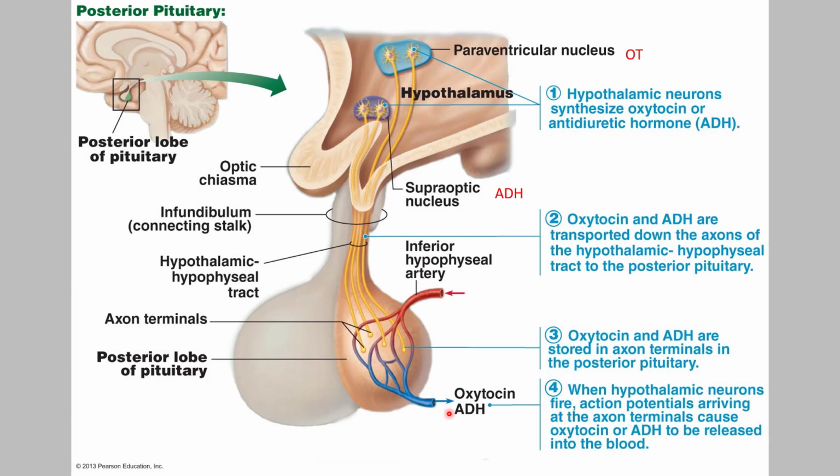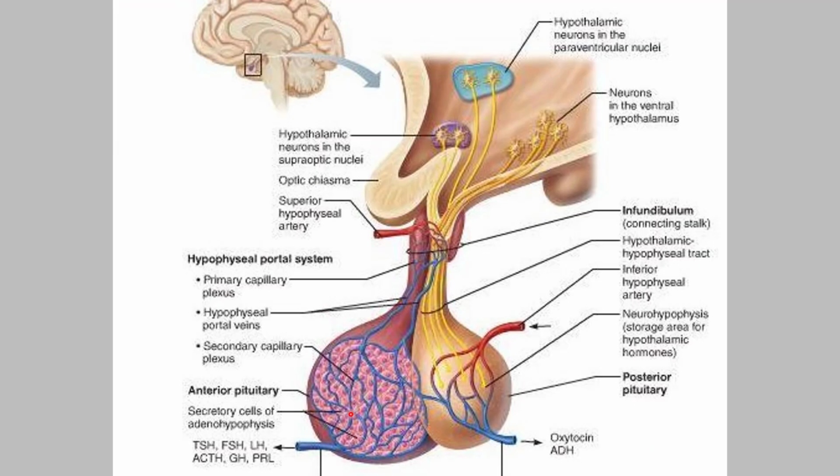Well, today we're going to be looking at the other part of the pituitary gland, the anterior pituitary gland. And remember, the anterior pituitary gland is glandular tissue. It makes its own hormones, but it is still going to be under the control of the hypothalamus, just in a different way.